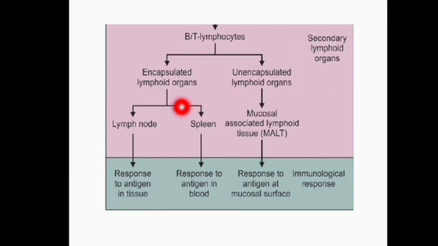The encapsulated lymphoid organs I already showed: that is lymph node and spleen. The unencapsulated lymphoid organ is mucosal associated lymphoid tissue, that means MALT. In the lymph node, the lymphocytes respond to antigen in the tissue. In the spleen, they respond to antigen in the blood. In the MALT, they respond to antigen at the mucosal surface. This is the common immunological response.